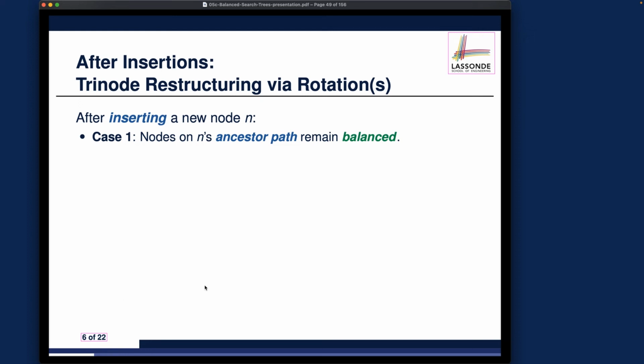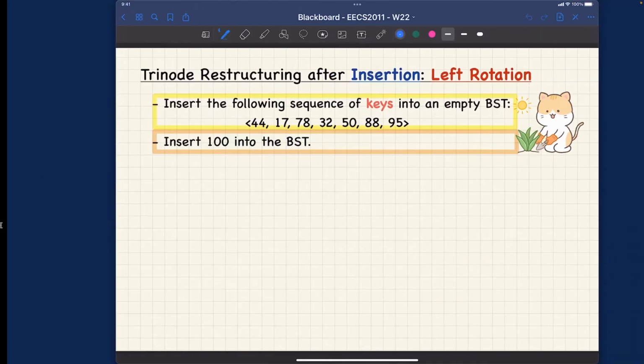Case number 1. If along the ancestor path of the node being added there is no node that actually becomes unbalanced, in that case, you just don't need to perform any rotation. I would say that's the lucky case, but you may not be lucky every time. So that's why we have to judge. But for case number 1, we actually did some examples earlier, if you can recall. Let me just show you very quickly.